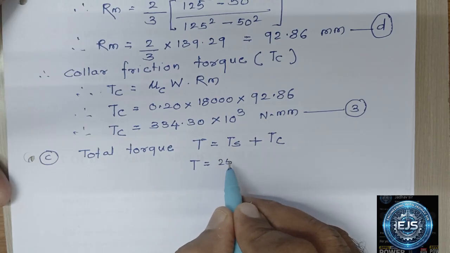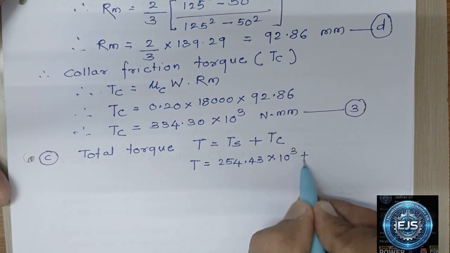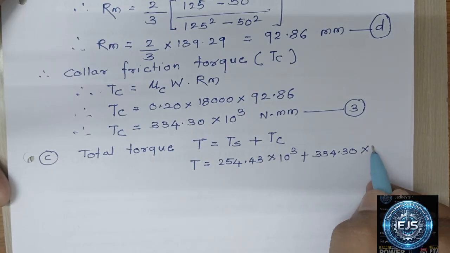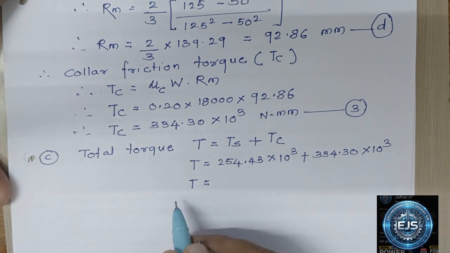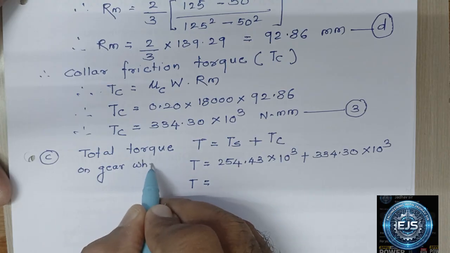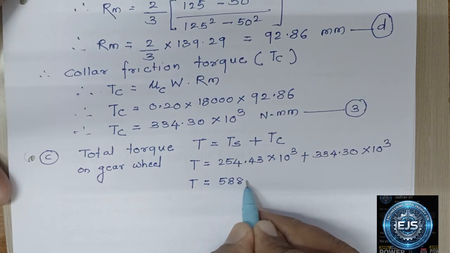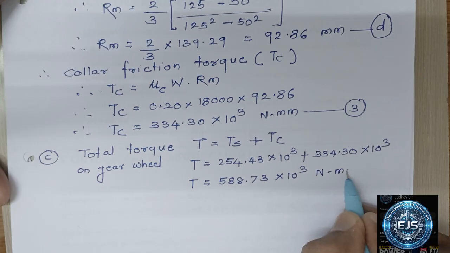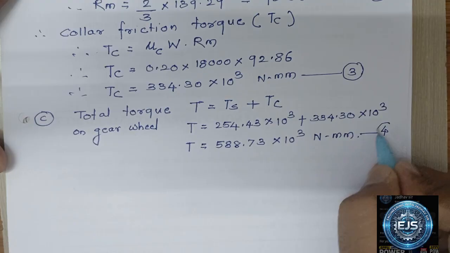So we can now calculate the total torque in this case. Ts we have calculated initially, 254.43 into 10 raised to 3, plus this collar friction torque we have calculated, 334.30 into 10 raised to 3. So we will get now the total torque on the gear wheel. This total torque acting on the gear wheel is 588.73 into 10 to the power 3 Newton mm. We'll mark this as equation 4.